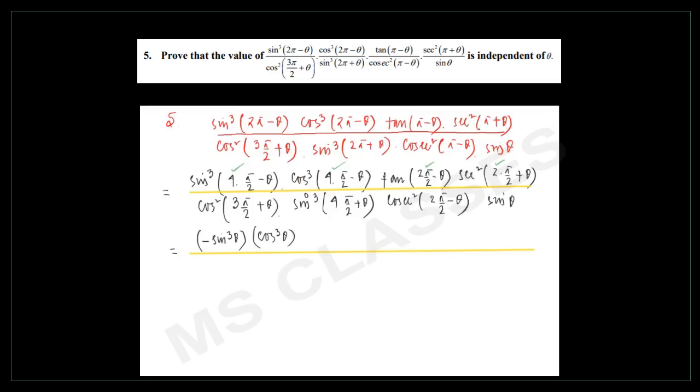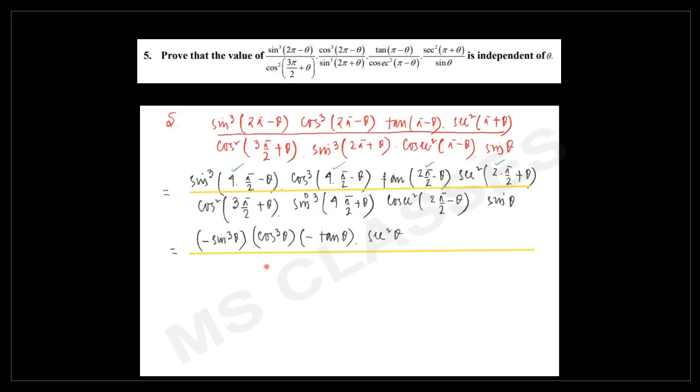Next one, tan is negative in the second quadrant. So this will be what? Minus tan theta. Sec square is given. So no need to consider the sign because ultimately it will be positive. If it is negative also, here it is negative definitely, but square is there, so it will be positive.